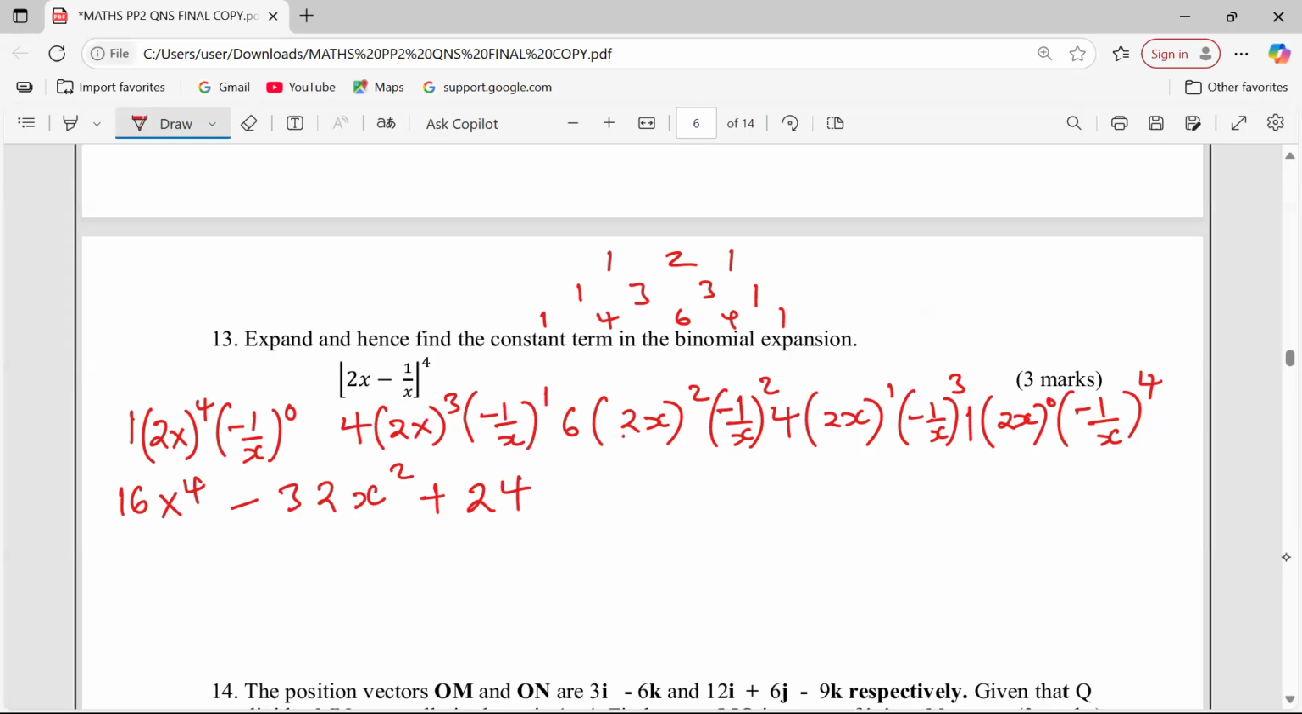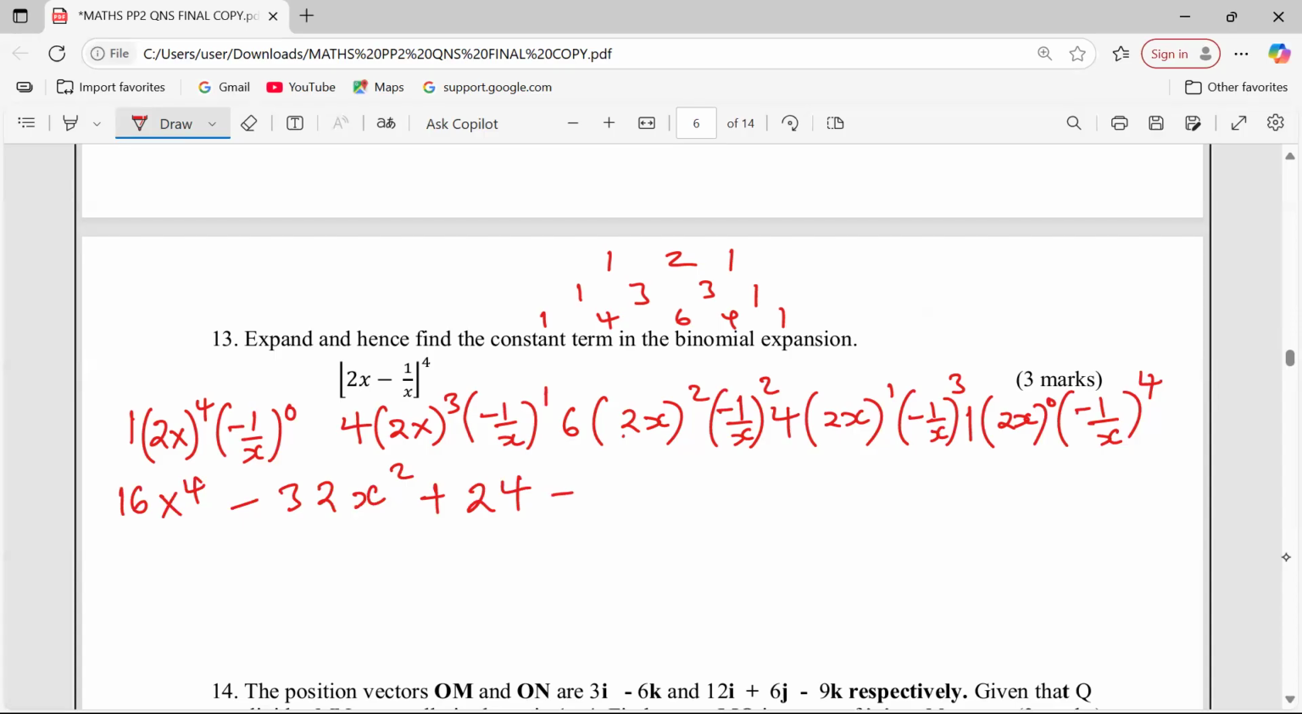x is squared. And on the other side, when we square negative 1 over x, it also becomes 1 over x squared. So the x squared in the denominator and the x squared in the numerator cancel, and that way we will get just 24.